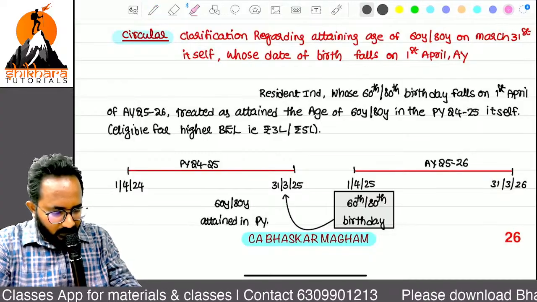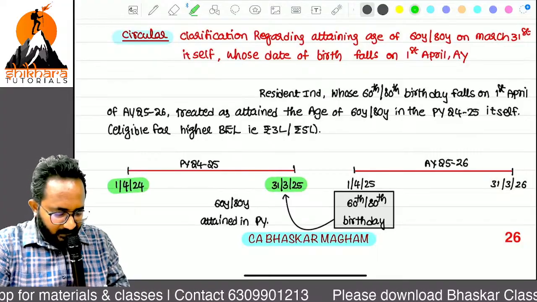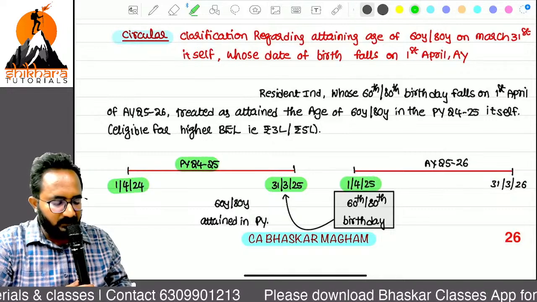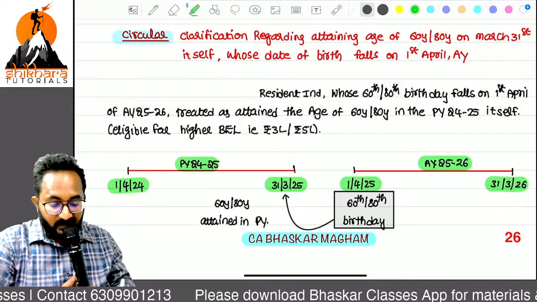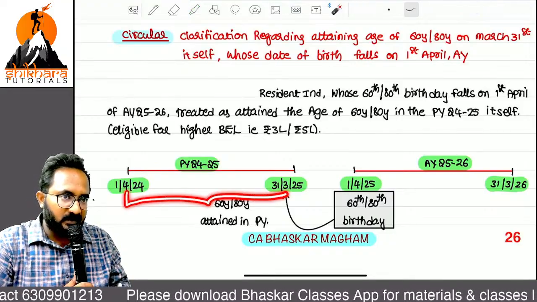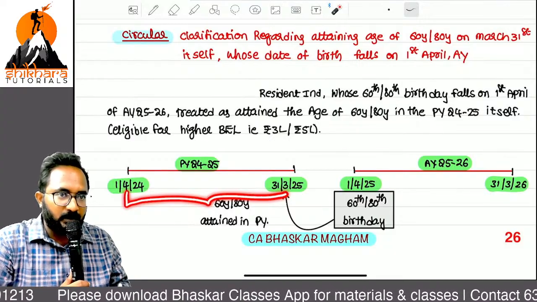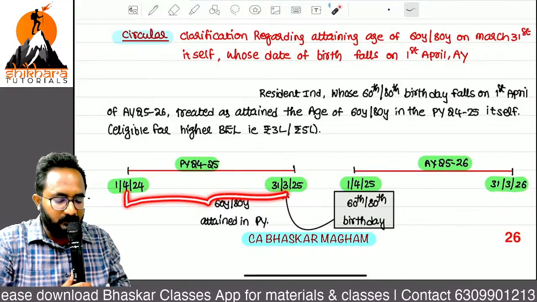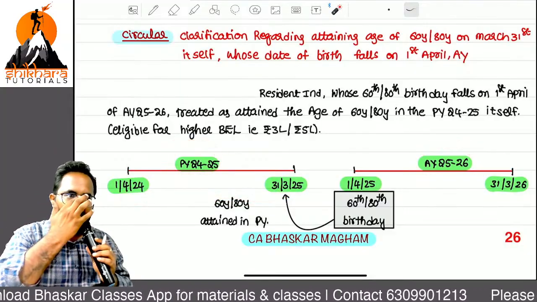Please observe whatever points I underline. Previous year starting day, ending day. This is the previous year 24-25. Assessment year starting day, ending day. Assessment year 24-25. Generally, in between these two dates, if you have a birthday, that is a 60th birthday or 80th birthday, then you are a senior citizen or super senior citizen for this previous year, relevant to this assessment year. But there is an unlucky fellow.